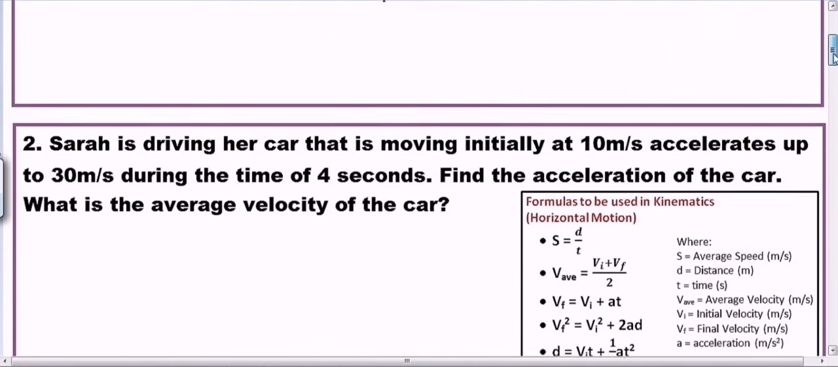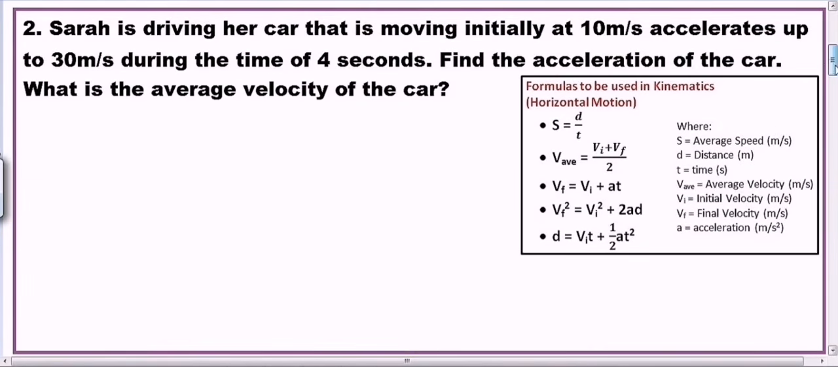Okay, let's have the second example. Sarah is driving her car that is moving initially at 10 meter per second, accelerates up to 30 meter per second during the time of 4 seconds. Find the acceleration of the car and what is the average velocity of the car. So, ang hinahanap dito guys is acceleration and average velocity. Ayan. Okay, so may mga given tayo. Tingnan natin. We have 10, 30 meter per second, and 4 seconds.